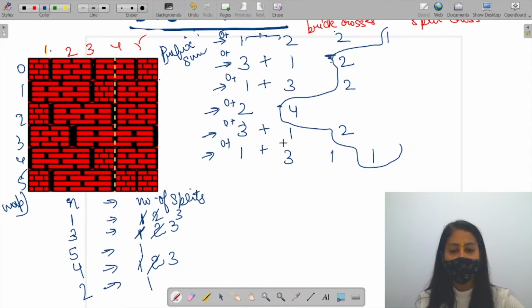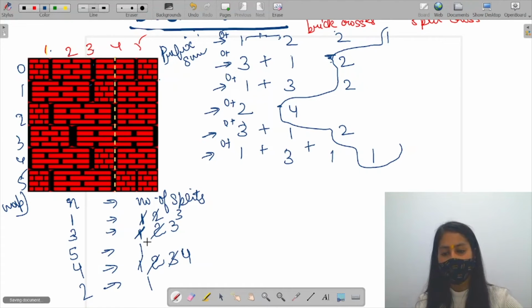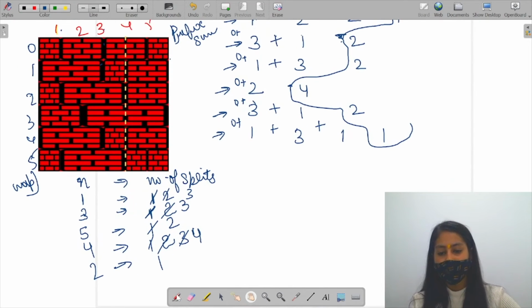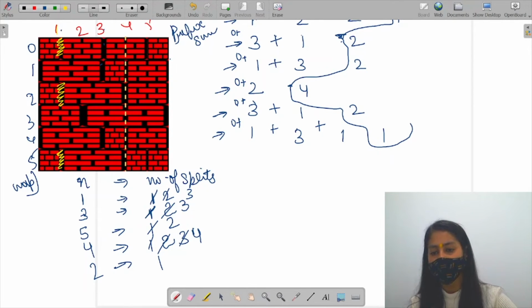At 1 plus 3, 4, one split is present. At 4 plus 1, 5. At 5, one split is present. We will not consider the last value. Now you can see here that it is showing me that at 1 total 3 splits are present. So you can see that at 1 total 3 split crosses are present.